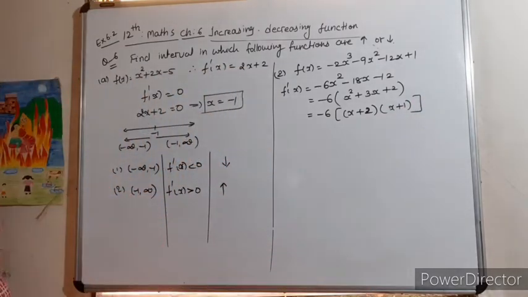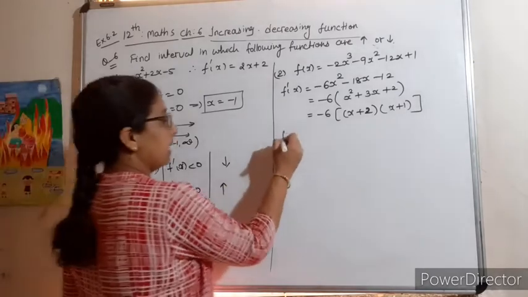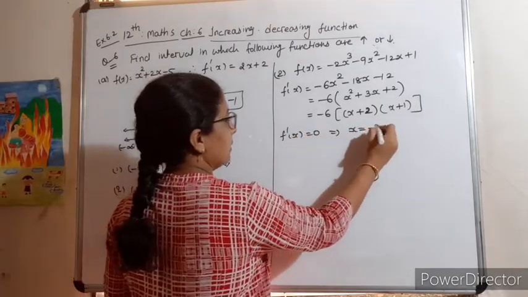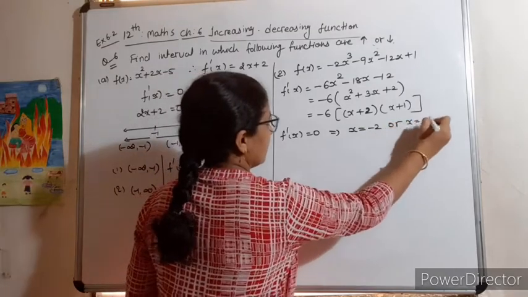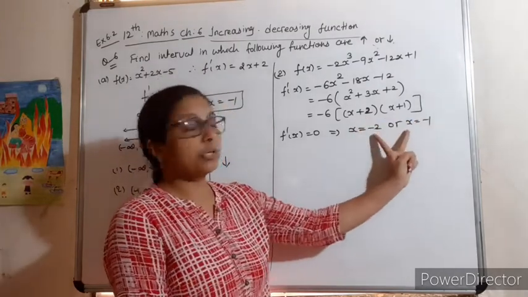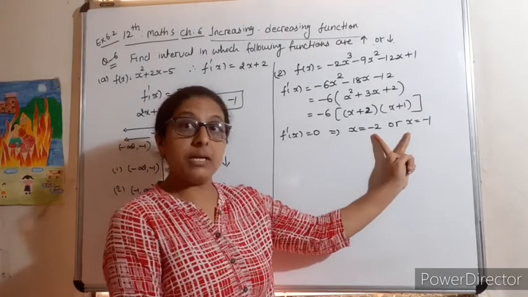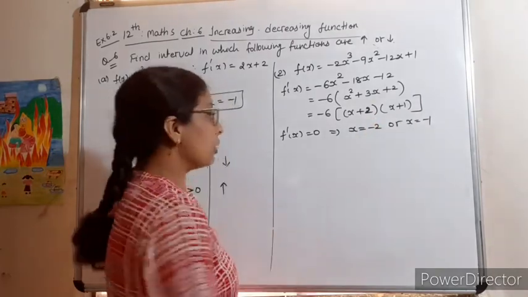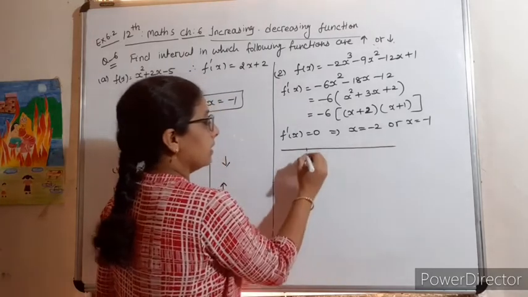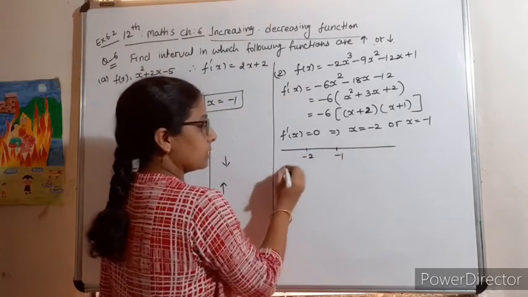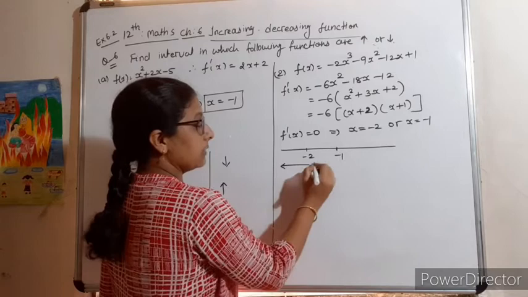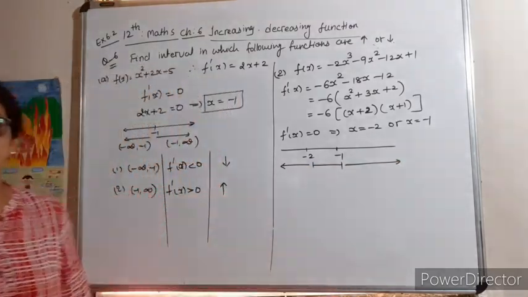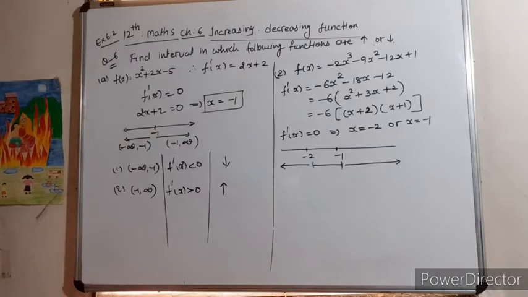So now if you take that equal to 0, then f dash x equal to 0 implies x equals -2 or x equals -1. These are our two critical points, or you can say terminal points. So -2 and -1 are there. Now what? Here it is -2, -1. This is the first interval. Here is the second. Here is the third. So these critical points divide the line into 3 intervals.